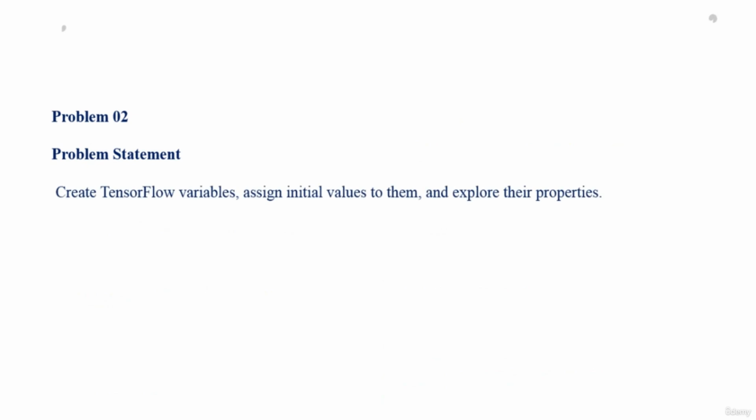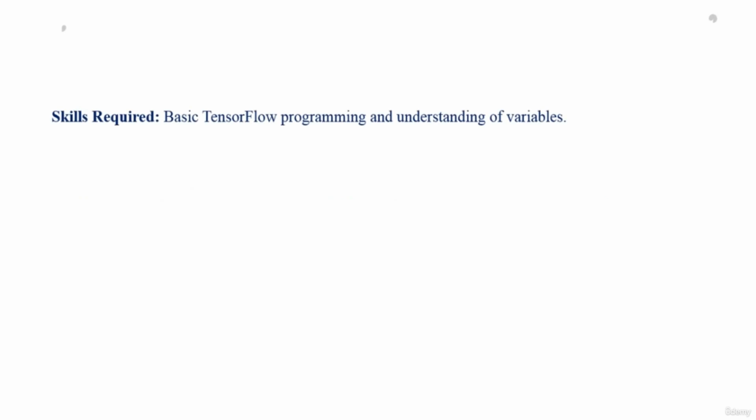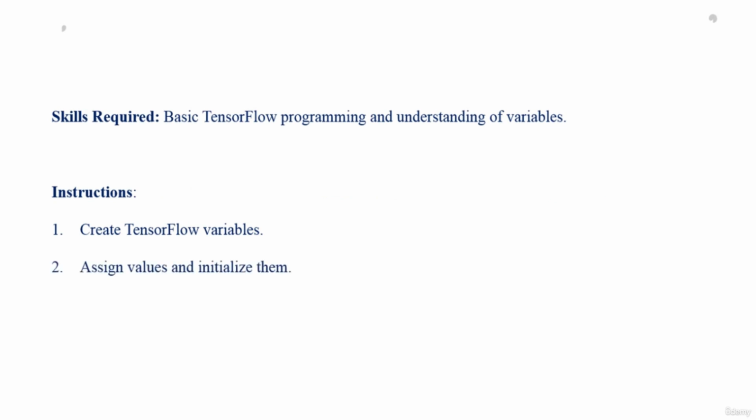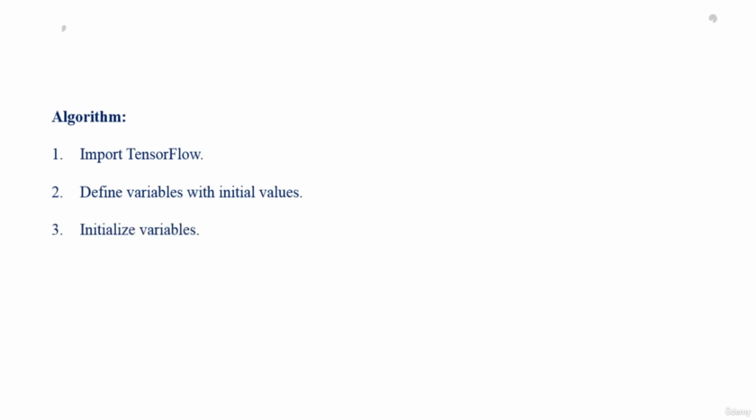Problem 02. Problem statement. Create TensorFlow variables, assign initial values to them, and explore their properties. Skills required: basic TensorFlow programming and understanding of variables. Instructions. Create TensorFlow variables. Assign values and initialize them. Print their values. Algorithm. Import TensorFlow. Define variables with initial values. Initialize variables. Print variable values.